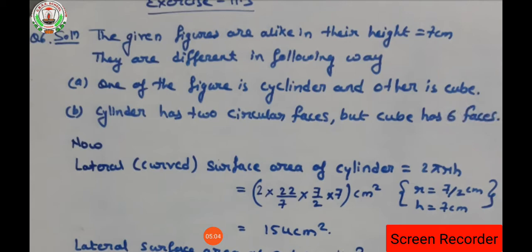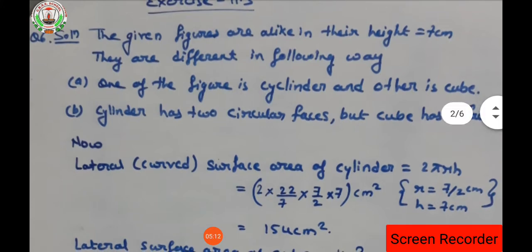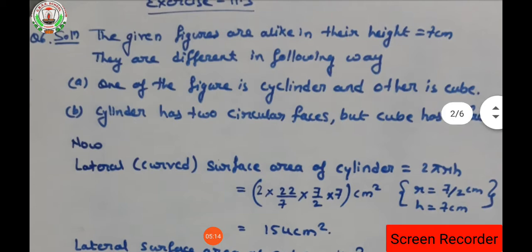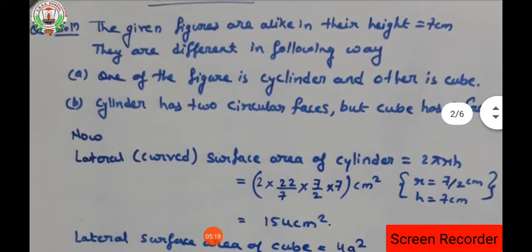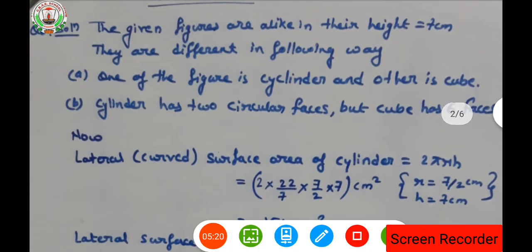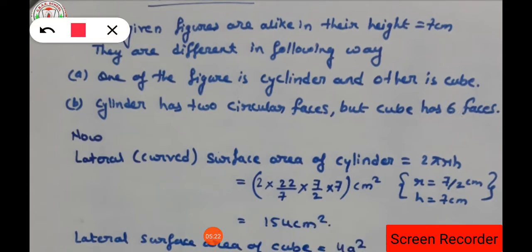So the given figure, I didn't draw the figure, please look at it from the book. The given figures are alike in their height. That means both the figures have the same height. One of the figures is in the shape of a cylinder and the other figure is in the shape of a cube. So here I am drawing the shape of a cylinder. This one is the shape of a cylinder, and the other one is the shape of a cube, isn't it?